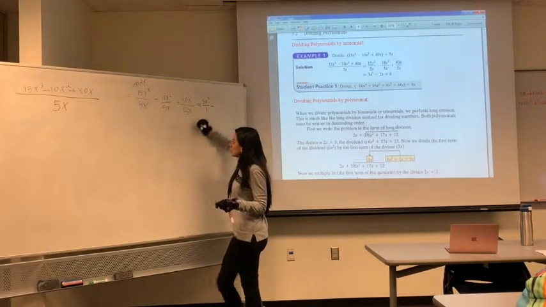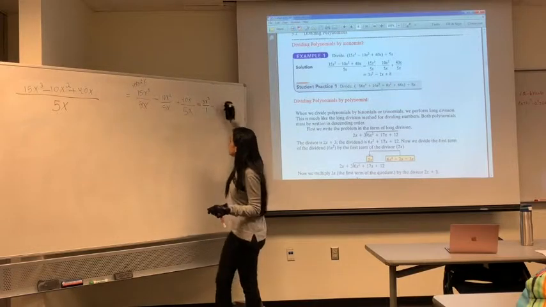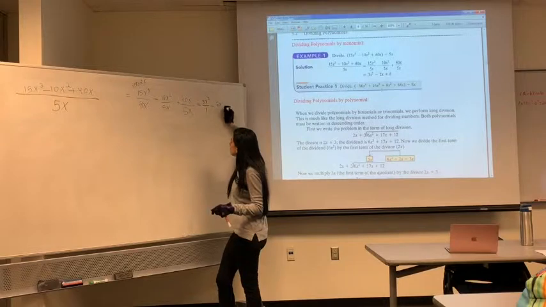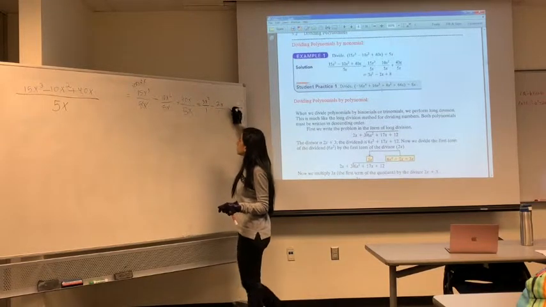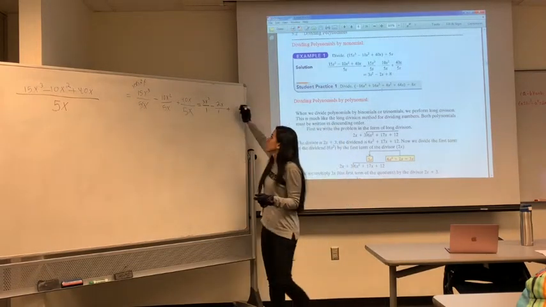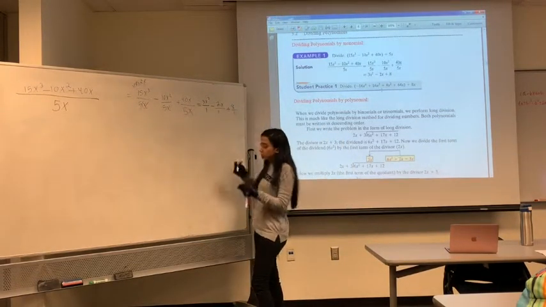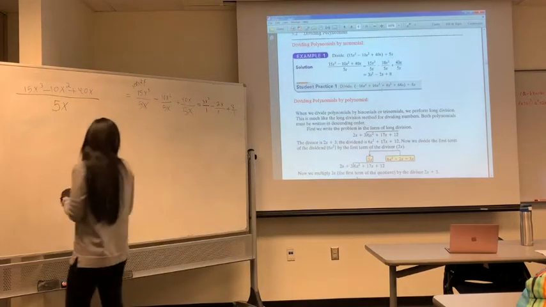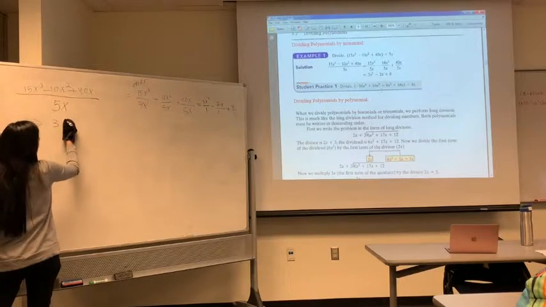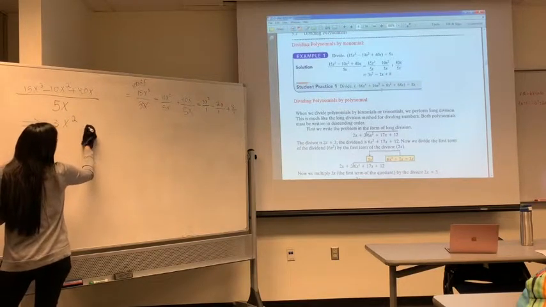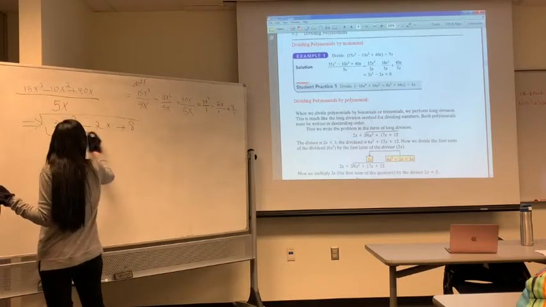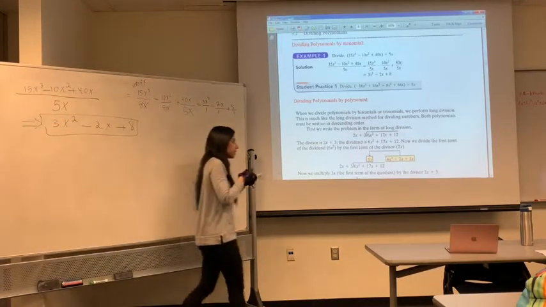And then negative. So now you know 10 divided by 5 is 2, correct? X squared divided by x is x, so 2x, right? And then 40 divided by 5 is 8. 8 over 1, or just 8. And then the answer is, let's remove all the 1s. We have this as a final answer.